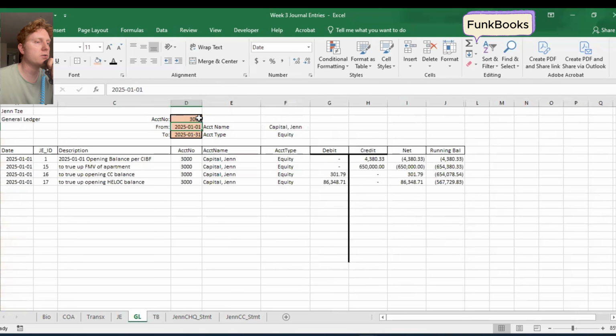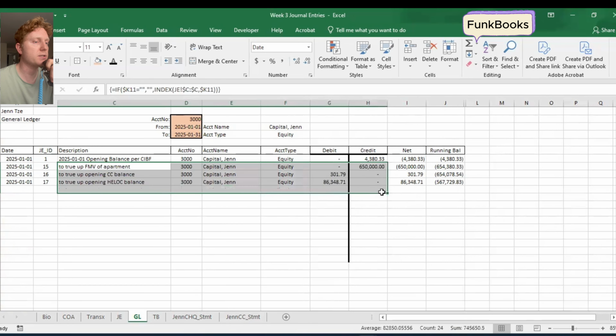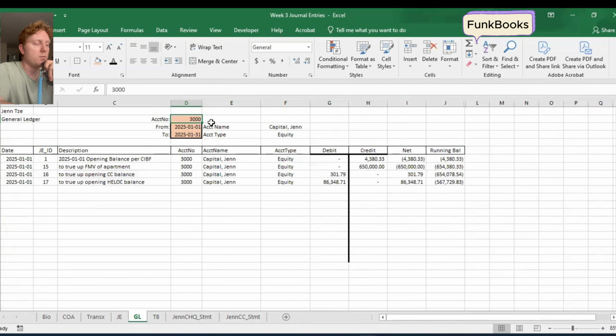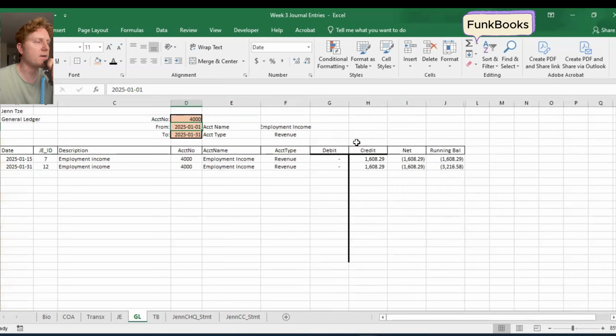Equity was a good account to look at. What are our transactions affecting equity? We've got our true up opening balances to get the old things on the books. And essentially all of these are true up opening balances. We've got our employment income, right? That's fine, that looks good. This is a pretty good GL.